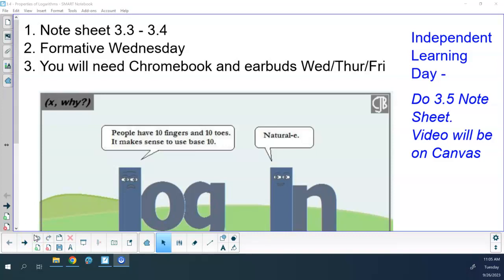Chromebooks and earbuds. Mrs. Hill is gone tomorrow, so that's why her classes are going to be watching the video from class that I put in. So that's why the Chromebooks and earbuds are on there for Wednesday. Thursday is more of a work day type of deal.